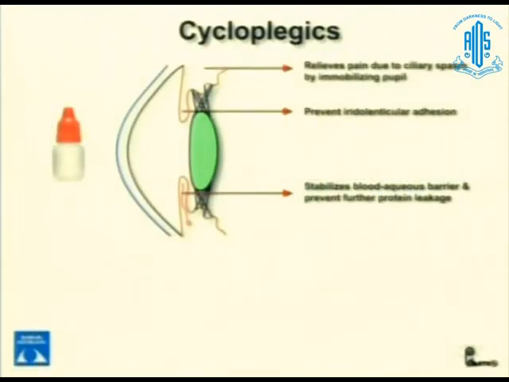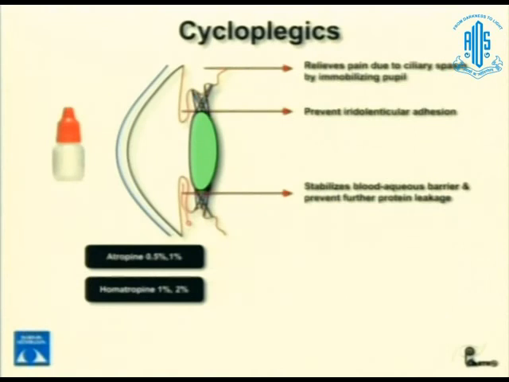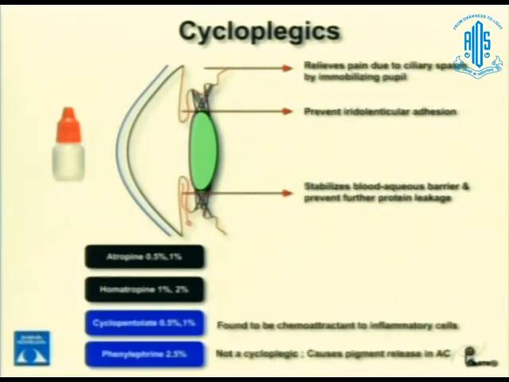Next is cycloplegic. All of you know the mechanism of the cycloplegic, how they act. I'll just go into what cycloplegics are available. Atropine, homatropine, most commonly used in uveitic management. There is another cycloplegic called cyclopentolate also. Some people use cyclopentolate also for the treatment of uveitis. But a group of workers found that this is chemoattracted to the inflammatory cells. So it's not recommended for uveitis treatment.